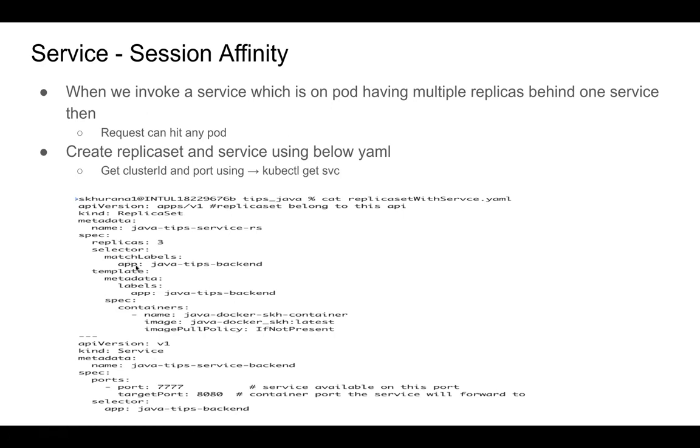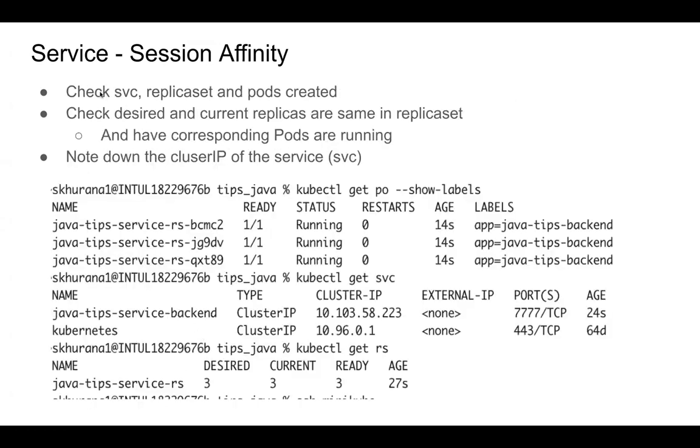Because this is a replica set, this label should be the same in the port template also, and it should be the same in the service selector also. So let's go through this. I will just do it right now also. The service, replica set and ports are created.